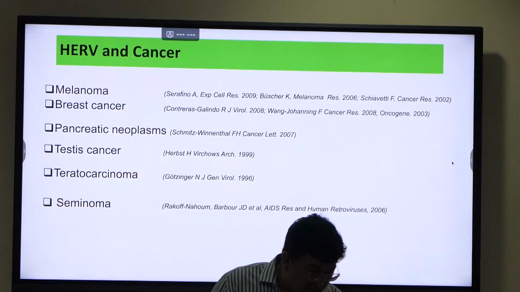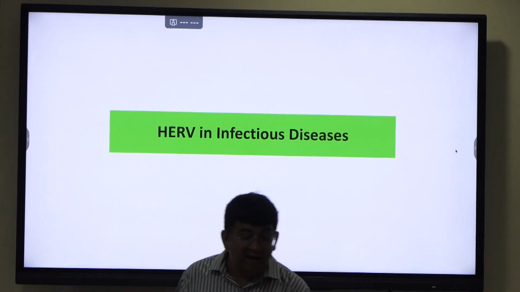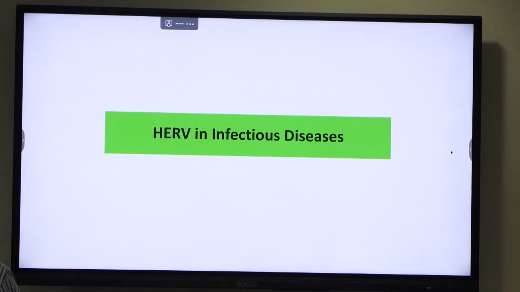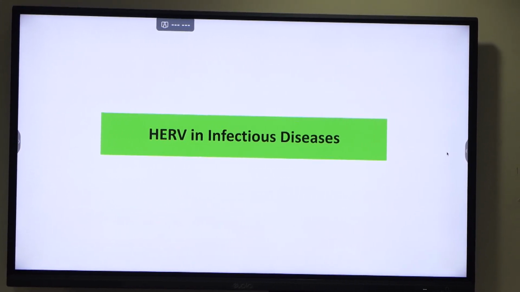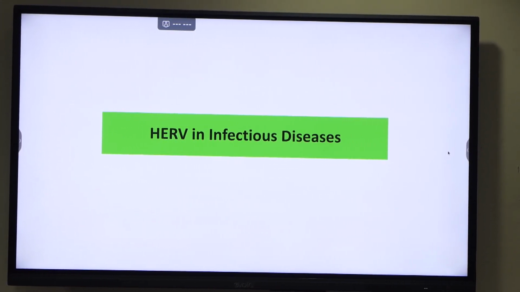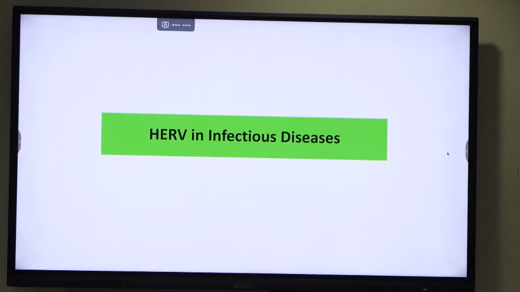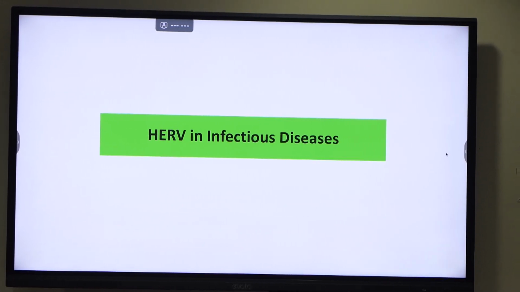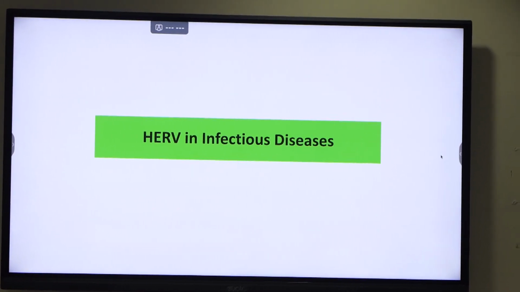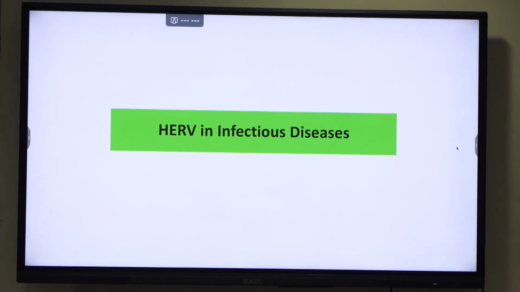Based on these things, we previously had thought about what could happen whenever there is an infectious disease. The infectious disease which I have been working on is HIV, and HIV is a retrovirus. Human endogenous retroviruses are also retroviruses. They are sleeping inside us. So when HIV enters, what will happen?